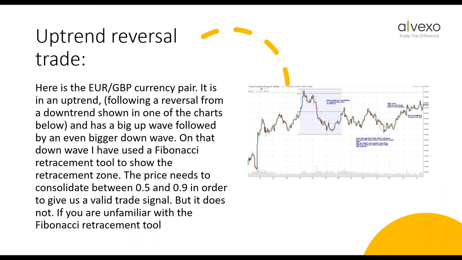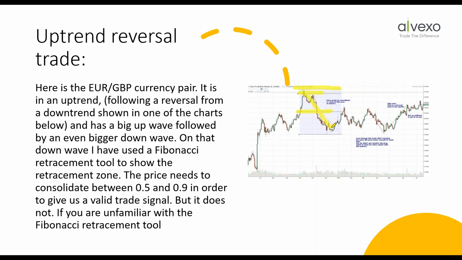Okay, so here's the Euro GBP. It is in an uptrend and has a big wave up followed by an even bigger wave down. Big wave up, bigger wave down. On the down wave, I use the Fibonacci tool to show the retracement zones. So you can see the fib lines. I know this is small on the computer screen. So here are your Fibonacci retracement zones.